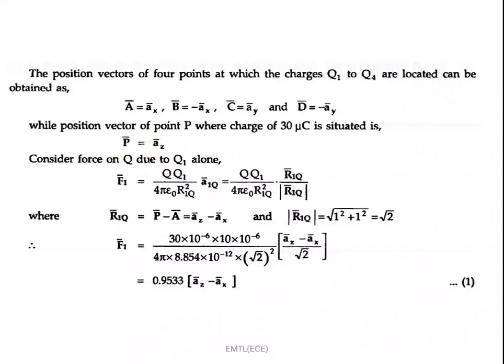Now the next process is to find the force on Q due to Q1, which is indicated by the letter F1. So according to Coulomb's law, F is equal to Q1 Q2 by 4 pi epsilon naught R square 1Q.